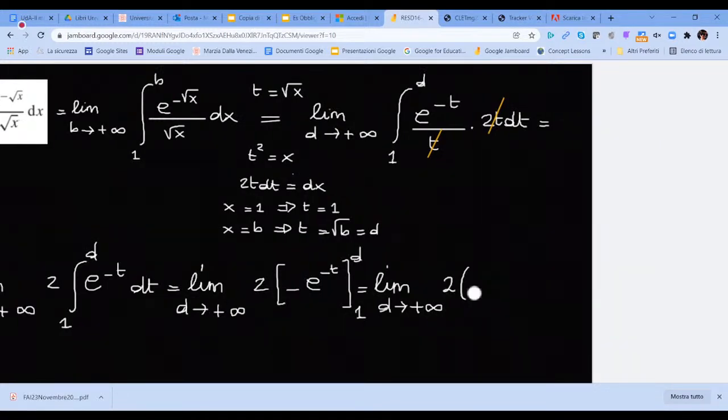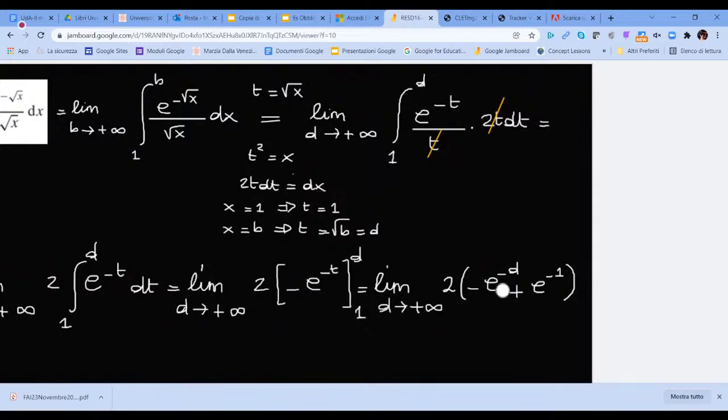So the first one is minus e to the minus d, then plus e to the minus 1. Okay, so what is this limit? E to the minus 1 doesn't depend on our constant d.